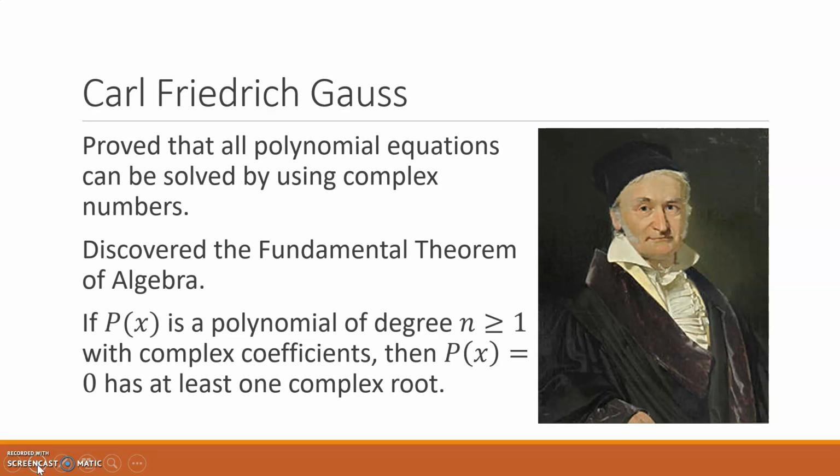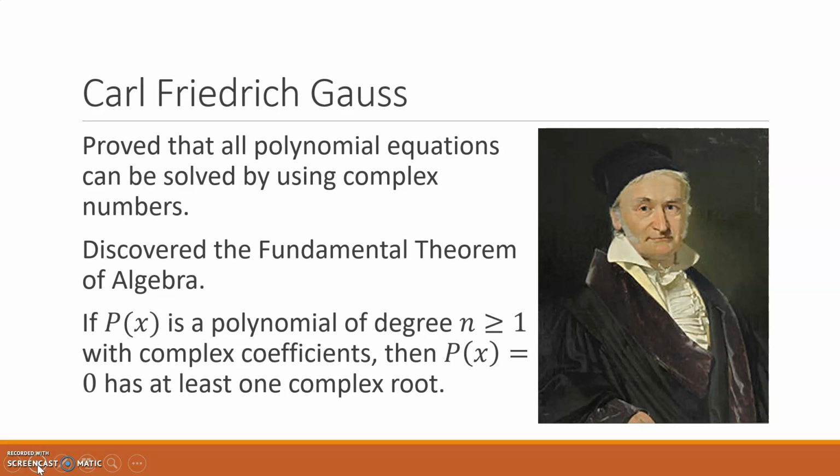The fundamental theorem of algebra was given by Carl Friedrich Gauss. He was a mathematician who proved that all polynomial equations can be solved by using complex numbers. So there's not a single polynomial equation that's actually unsolvable, like we've been led to believe up till now. We looked in Unit 5 at how to solve problems because of imaginary numbers, and that means that when we start incorporating imaginary numbers, we can solve any polynomial that's given to us. And so he discovered the fundamental theorem of algebra.